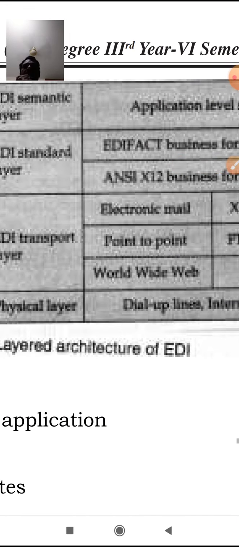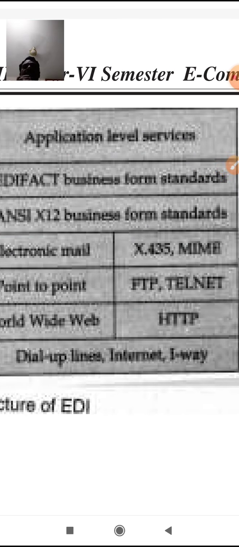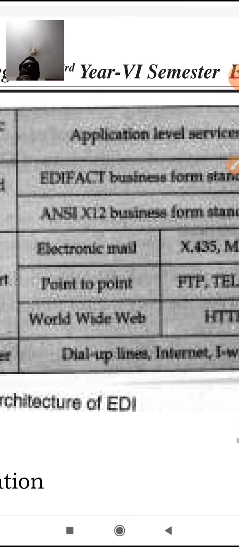So, layered architecture of EDI. Observe the picture carefully. First one is EDI semantic layer. Second one is EDI standard layer. Then third one is EDI transportation layer, transport layer. Fourth one is physical layer. In the EDI semantic layer, the application level services, this layer will do the functions. Each layer is meant for specific functions in the EDI application. So the EDI application has these 4 types of layers, and each layer contains its specific functions in the EDI software.